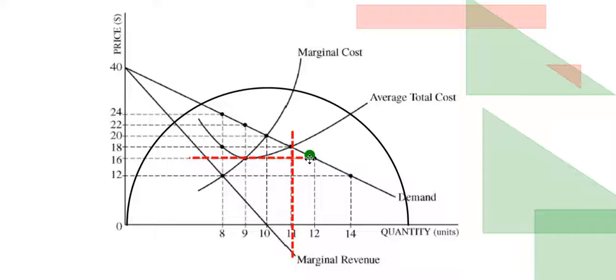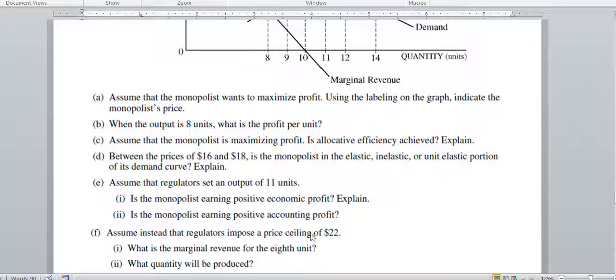Okay, what next? Assume that regulators set an output of 11 units. They have to produce 11 units. Is the monopolist earning positive economic profit? Explain. And are they earning positive accounting profit?